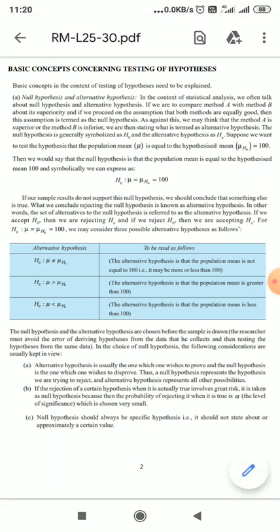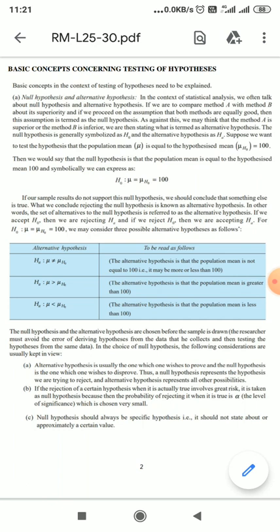If method A is superior or method B is inferior, then stating that is the alternative hypothesis. Thus, the null hypothesis is generally symbolized by H0 and the alternative hypothesis is symbolized as HA.